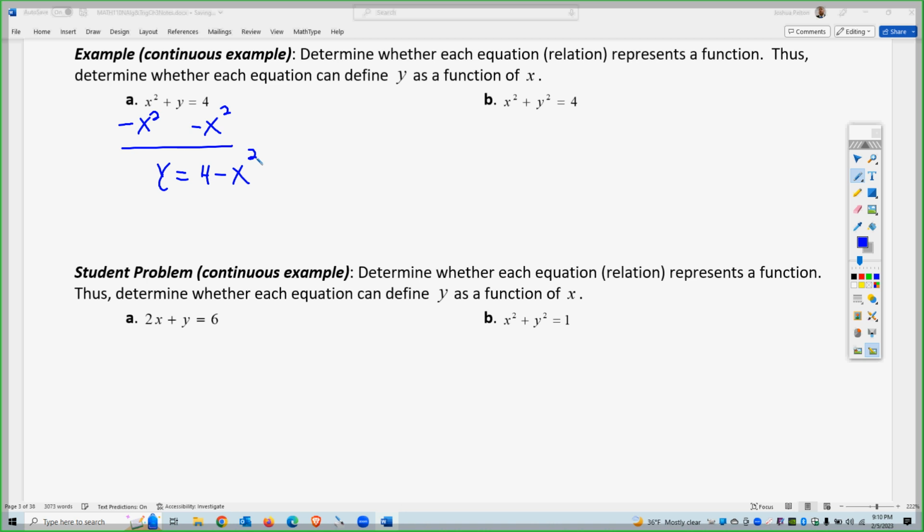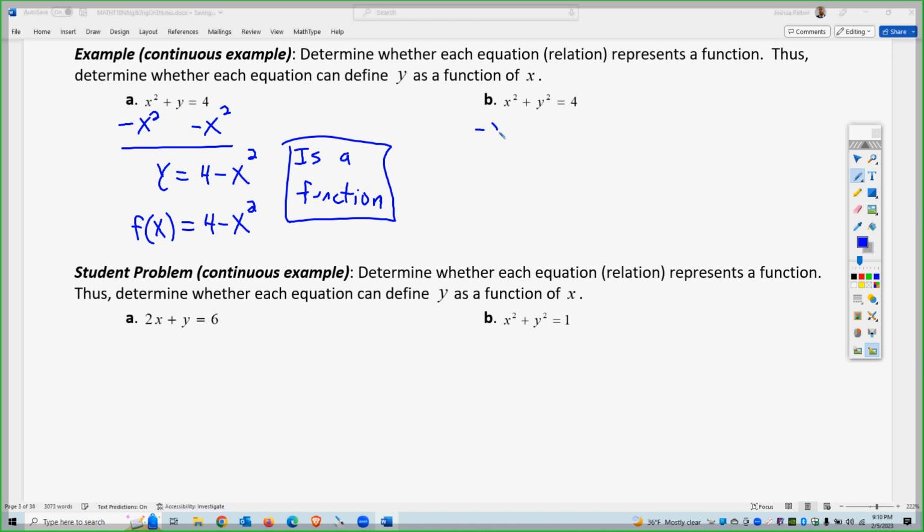All right. Determine whether each relation represents a function. Let's determine whether the equation can be defined as y as a function of x. Okay, so this is f of x equals 4 minus x squared in function notation. So this is a function. Okay. It's also a relation, right? Everything's a relation, but it's also a function.